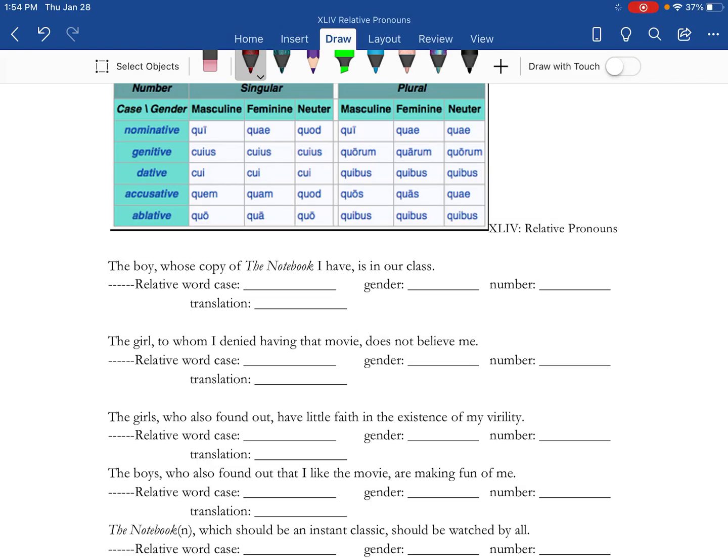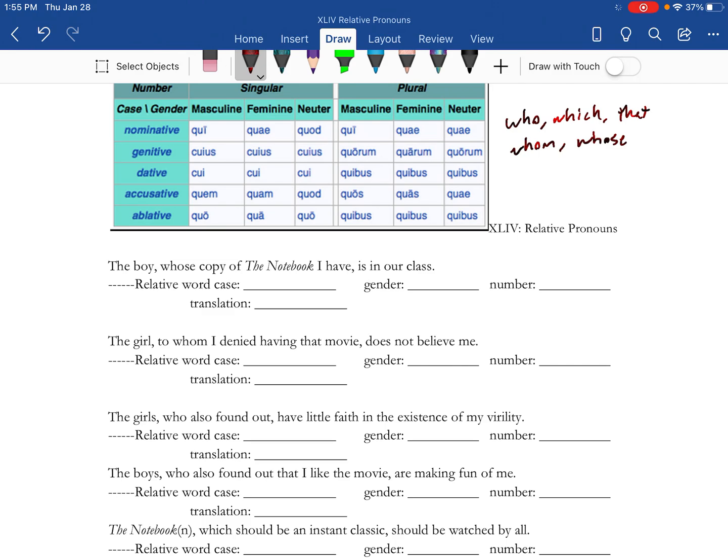Alright, in lesson 44, we're working with relative pronouns. The relative pronouns are up above, and relative pronouns are like who, which, that, whom, whose, those sorts of things. And they establish clauses that relate back to the antecedent.